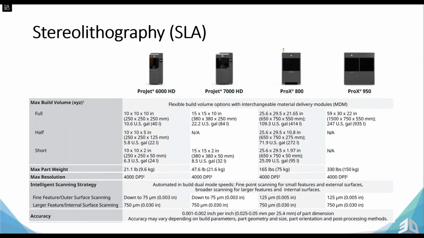For stereolithography, often referred to as SLA, this is a pool of liquid with a laser tracing out the geometry of your part. There's high levels of detail, very accurate parts off of this technology. It's good for prototyping, tooling, end-use parts, and it's capable of large build volumes. So anywhere from a 10 by 10 cube all the way up to 59 by 30 by 22. So very wide range of build volumes, very accurate parts.